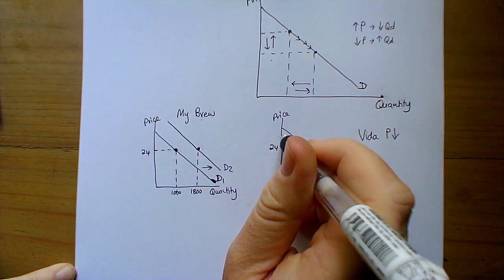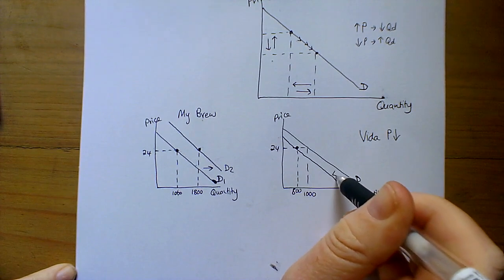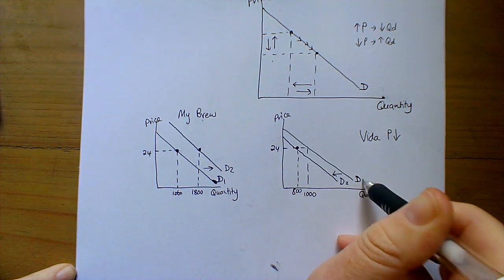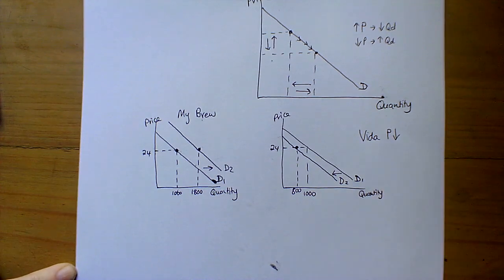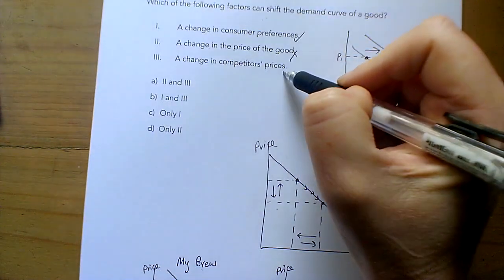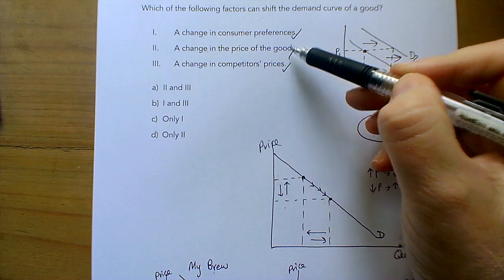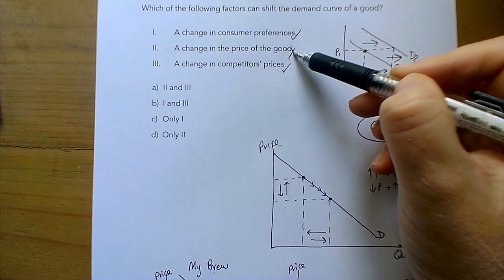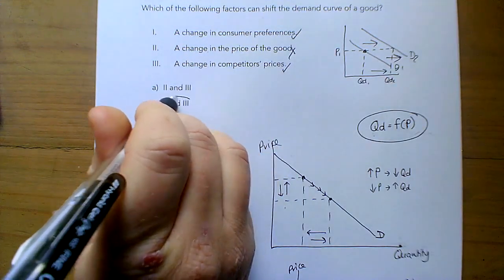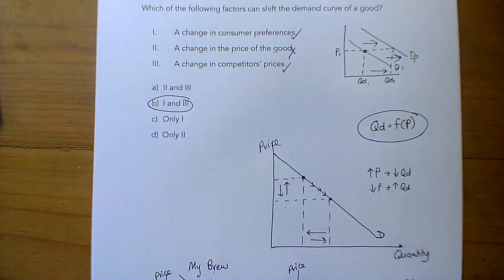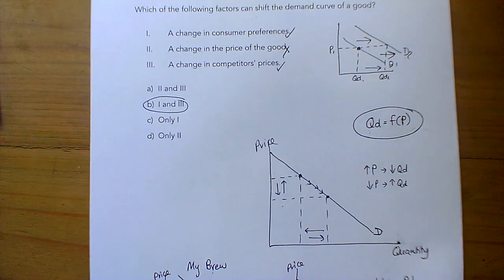And so that would indicate a decrease in the demand for MyBrew coffee as a result of its competitor's lower price. And so this does shift the demand curve. So statement 1 is true, statement 3 is true, statement 2 is incorrect, and so the answer is B. 1 and 3 are correct.